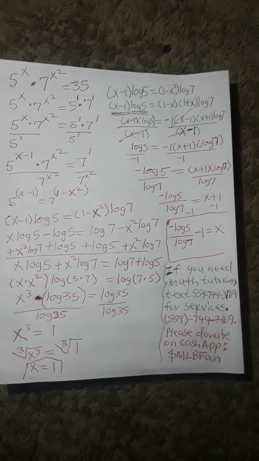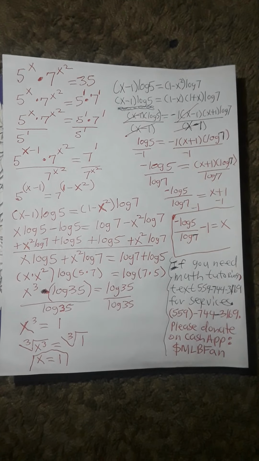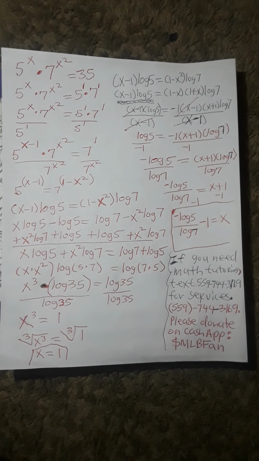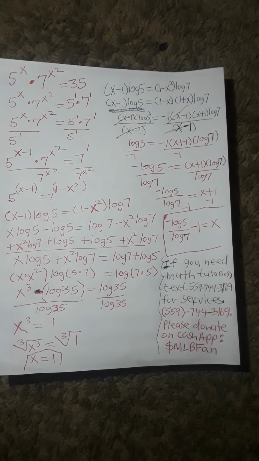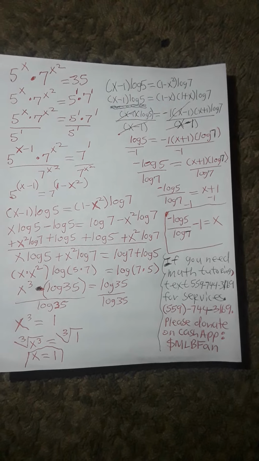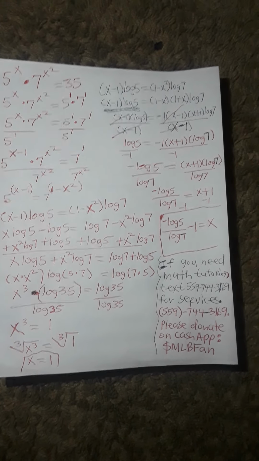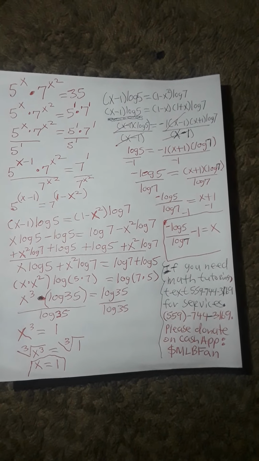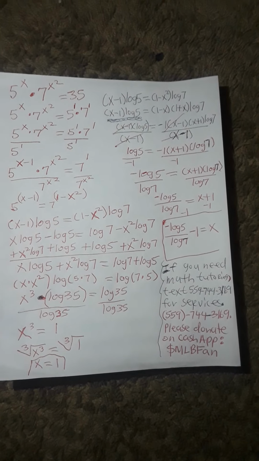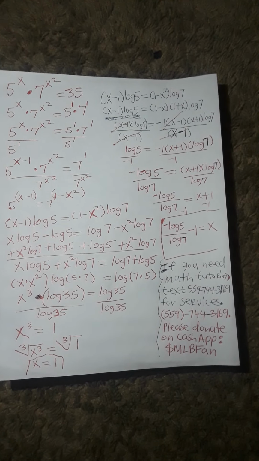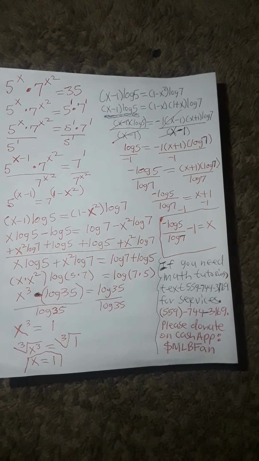Good afternoon, everyone. Today we are going to be learning about solving exponential equations that involve logarithms. Here we see 5 to the power of x times 7 to the power of x squared is equal to 35. Now, we have to state in the second step 5 to the power of x times 7 to the power of x squared is equal to 5 times 7.